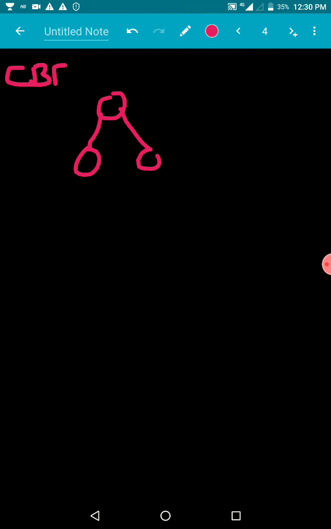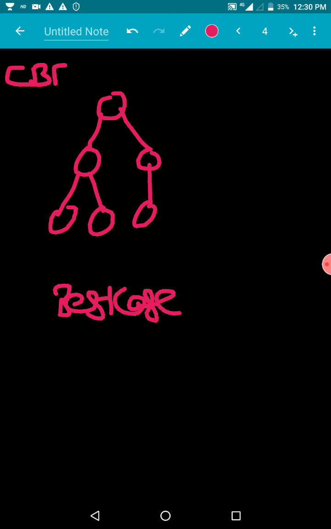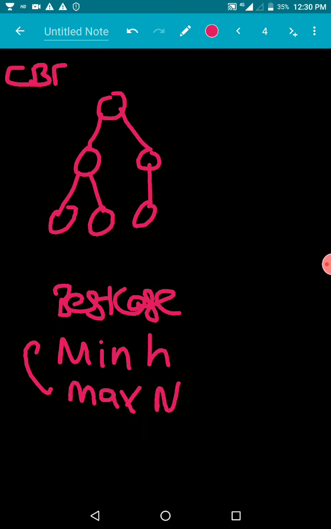Now we can find the height of the complete binary tree. The complete binary tree is a binary tree in which all the levels are filled except the last level. This is the definition of the complete binary tree. So the tree looks like that. This is the best case of the complete binary tree. That means with minimum height we can store the maximum number of total nodes. Therefore it is the best case of the complete binary tree.